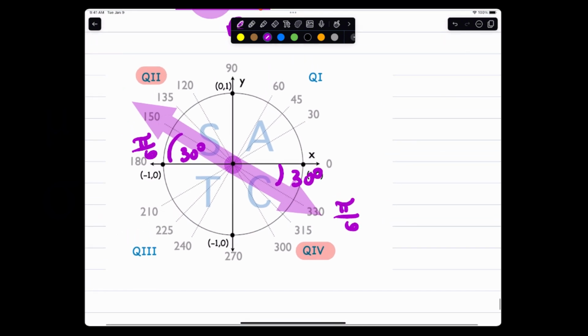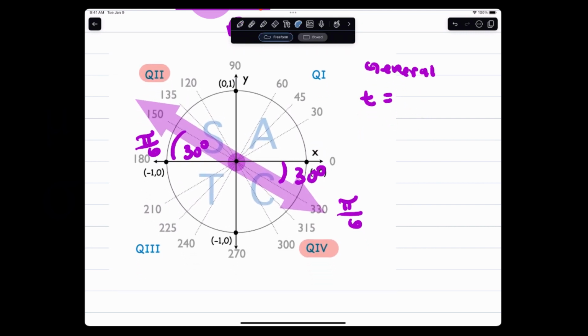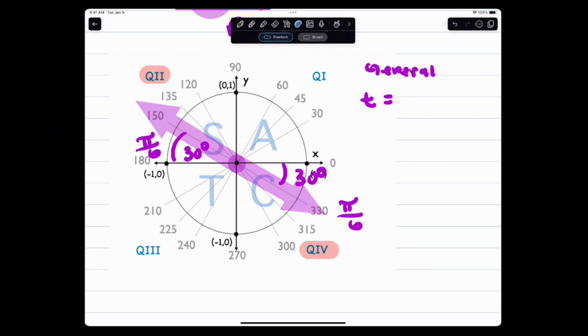So remember what you want to do. You want to get t. You're only going to have one general solution. You want to write this general solution. Is that true? Do you guys know what I'm saying? So what is the general solution here?